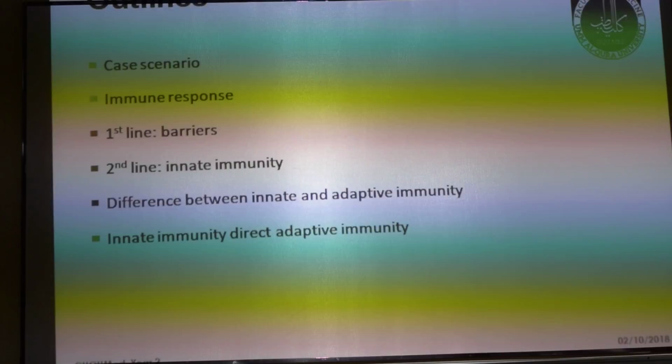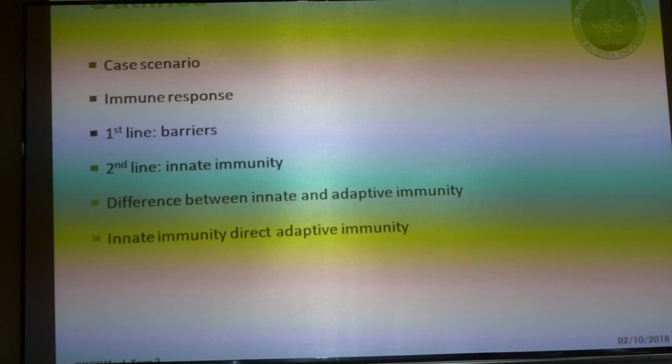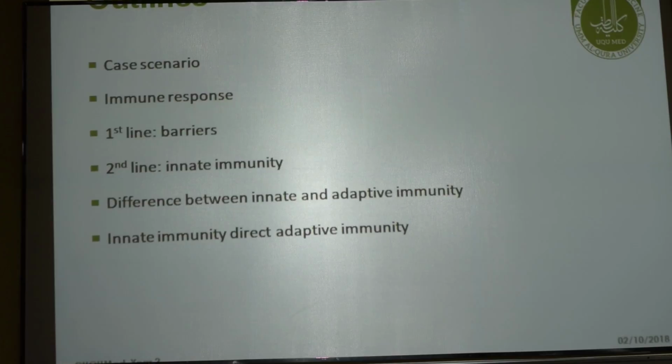The overall flow will be as follows. Because this is your first session about immunology, we'll first talk about certain concepts and terms that are very important, which will be repeated again and again. I'll try to explain those first in context with the immune response. Then the first line of barriers, the second line of our immune defense, which is in the form of innate immunity, and the difference between innate and adaptive immune systems. And finally, what component of the innate immunity helps and directs the adaptive immunity.